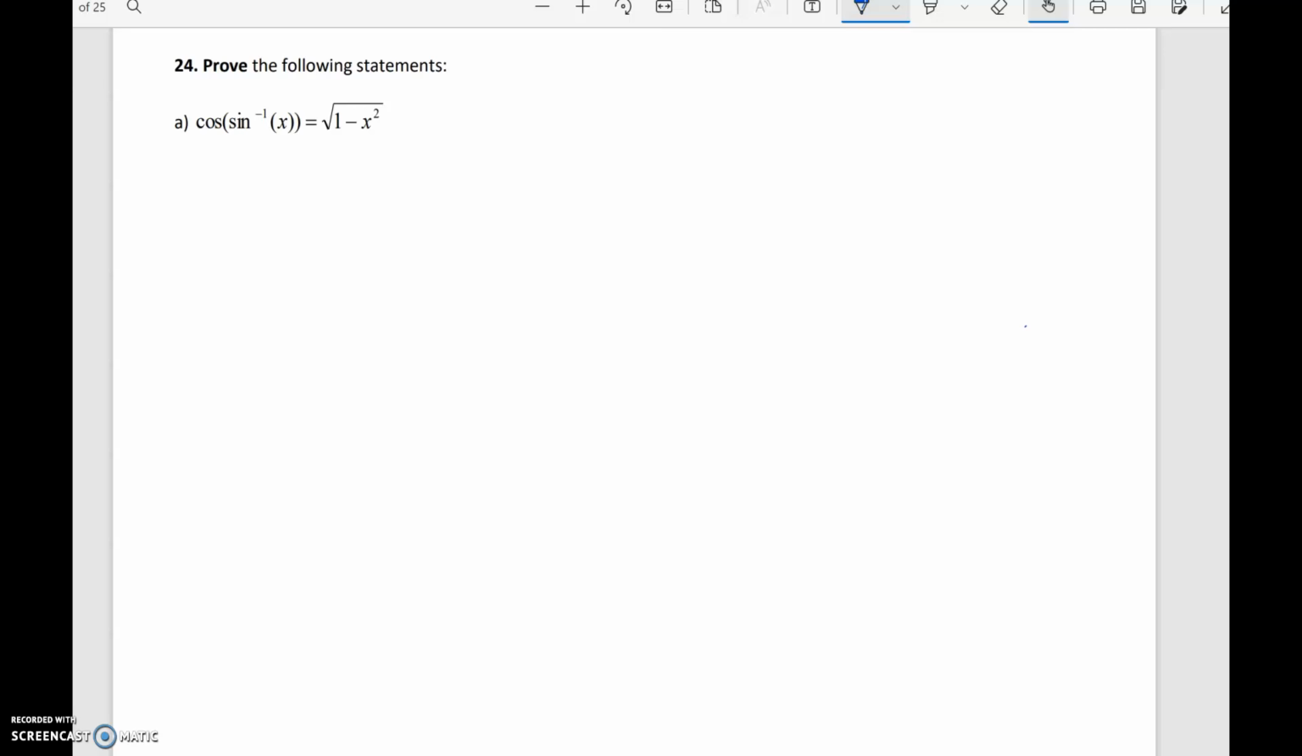Now for this proof, I'm going to start on the left hand side and I'm going to start with this portion here. So I'm going to let y equal to the sine inverse of x, and technically with domain of -1 to 1 and range of negative pi over 2 and pi over 2.